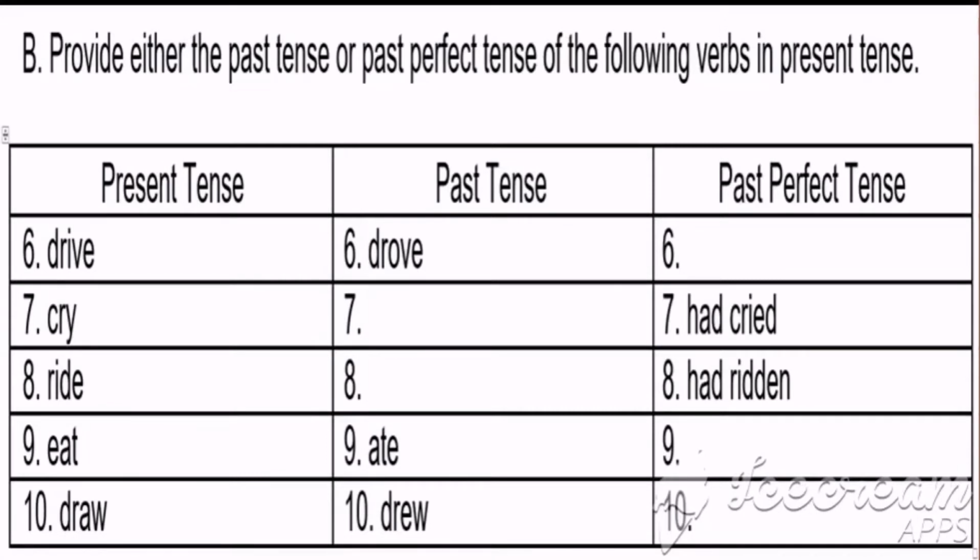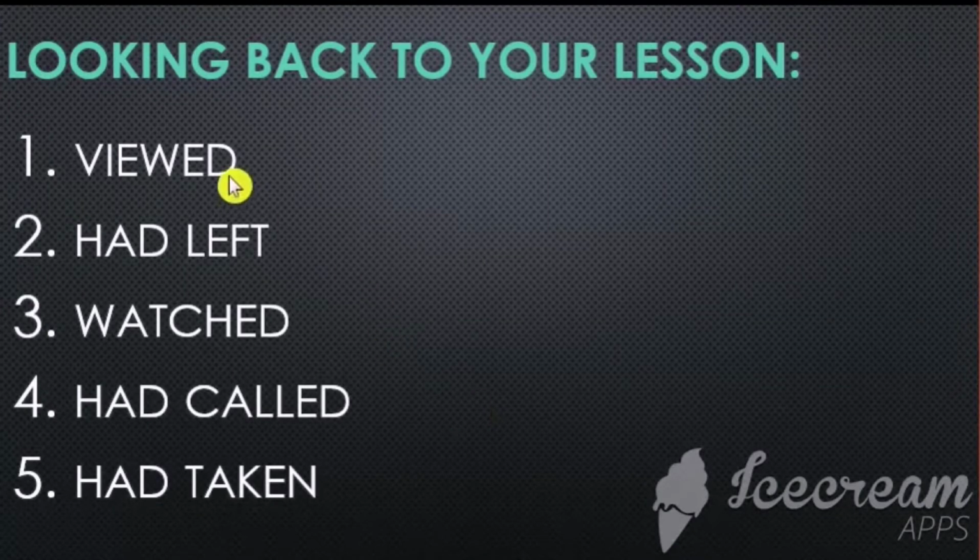Are you done? So let us now proceed for the answers of the following items given in looking back to your lesson. So here are the following answers. On number 1, viewed. Number 2, had left. Number 3, watched. Number 4, had called. And number 5, had taken. You check your own paper now. If you have the wrong answer, of course, you write the correct answer there on your answer sheet.